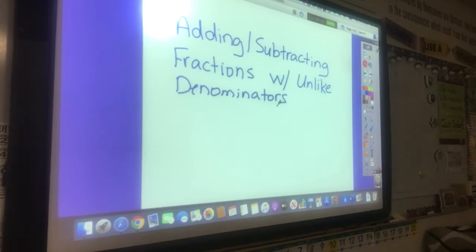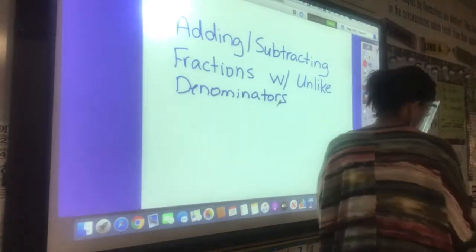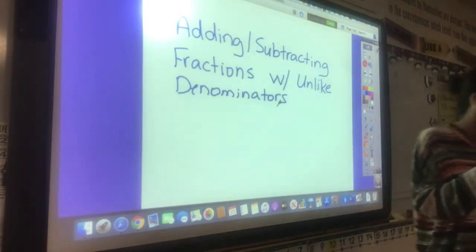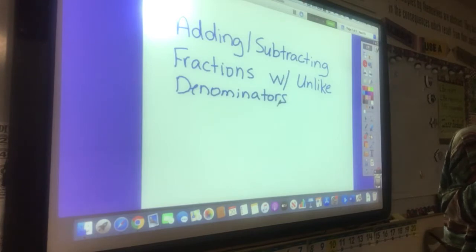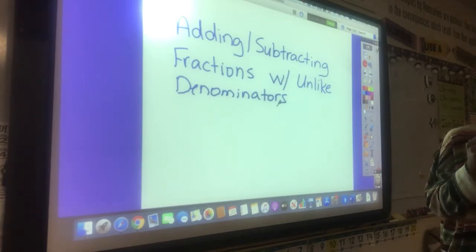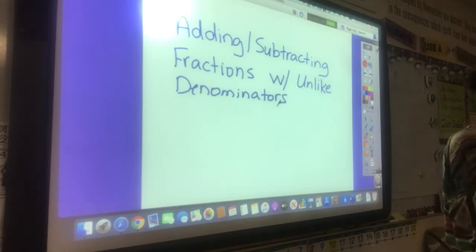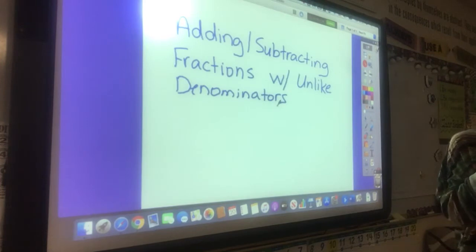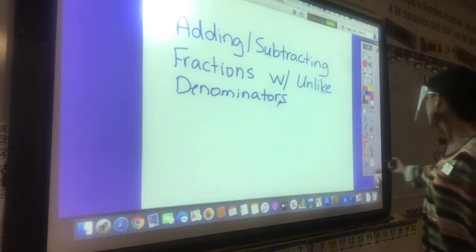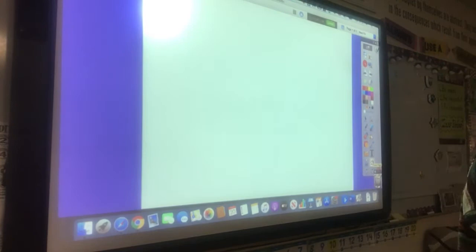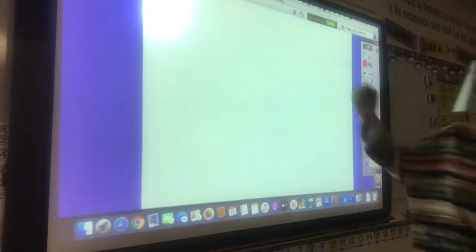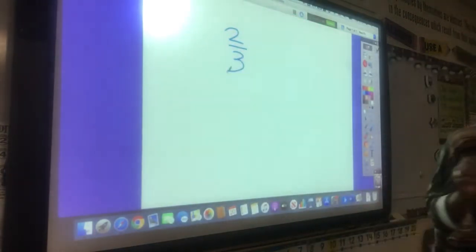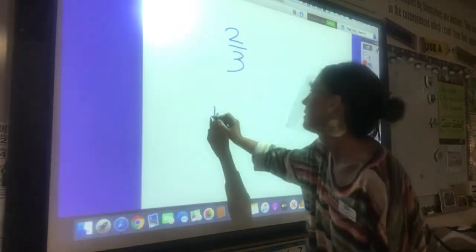And we're going to put 3 different examples in your composition book, because there's basically 3 different things that can happen. Okay, so I'm going to take this off so I have space. Again, we're going to do 3 different examples. Here's our first one. So I want you to put 2/3 plus 1/8.